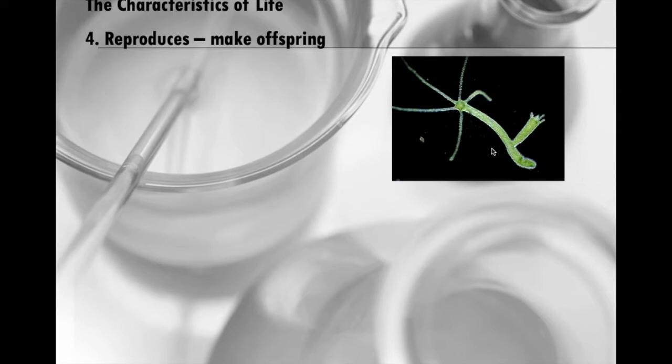This is a hydra. It's a little organism, lives in fresh water, kind of a freshwater cousin to a sea anemone, if you know what that looks like. And this is how it reproduces. It grows another little guy right off the side of its body. And then when this little guy gets old enough, he'll just drop off, and then he'll be his own little hydra. So reproduction, both sexual and asexual.